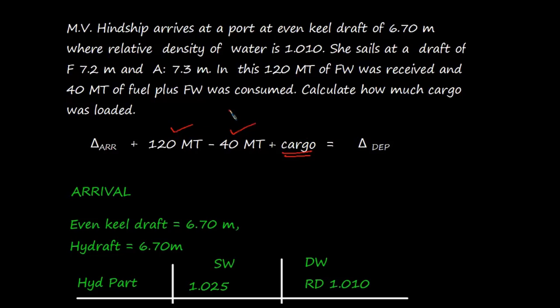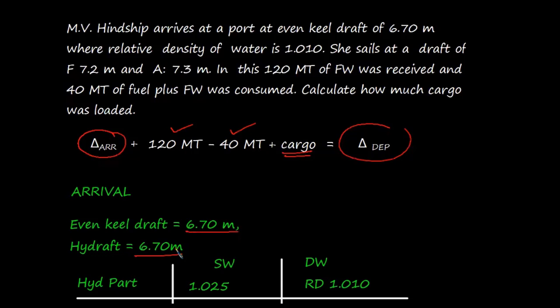This is given. This is given. So our target is the arrival displacement. So let's find out. Arrival, what is the draft? 6.7. It is even keel, so the hydrostatic draft is also the same. That you should be knowing.